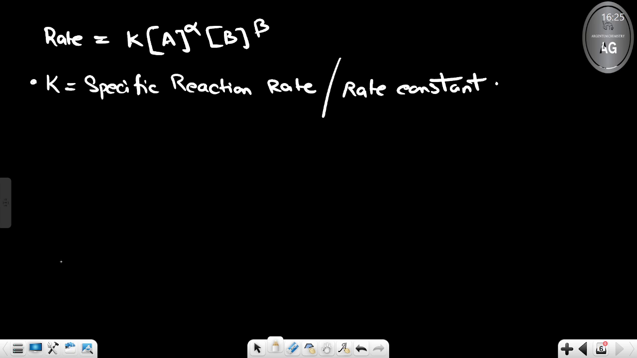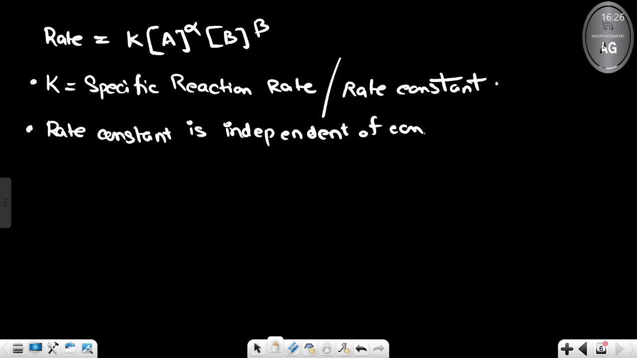Clear? Okay. Rate constant cannot be changed by increasing the concentration. Very important. Rate constant k is independent of the concentration of the reacting species. Understood? Rate constant is independent of concentration of reacting species.